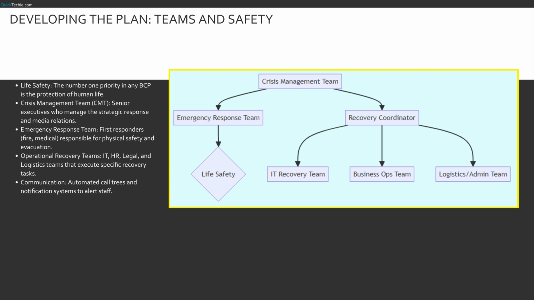Here is the command structure. The Crisis Management Team sits at the top. They direct the Emergency Response Team, focused on life safety, and the Recovery Coordinator. The coordinator then manages the tactical teams: IT, business ops, and logistics. This clear hierarchy prevents chaos during a crisis.